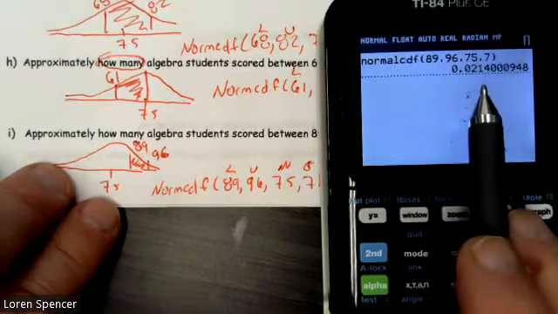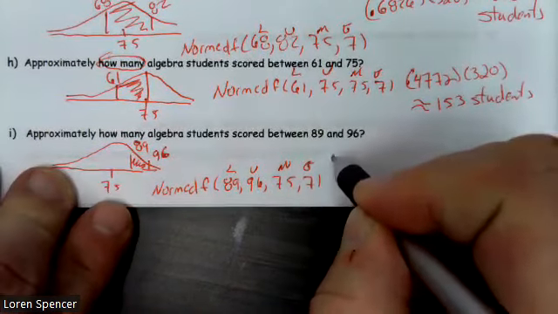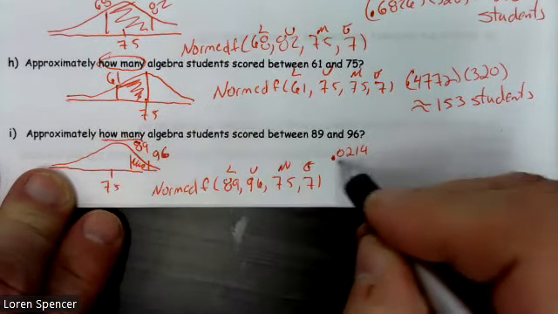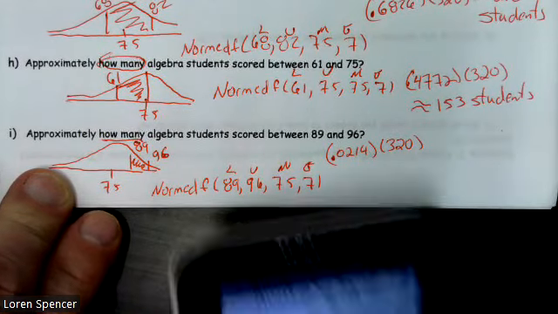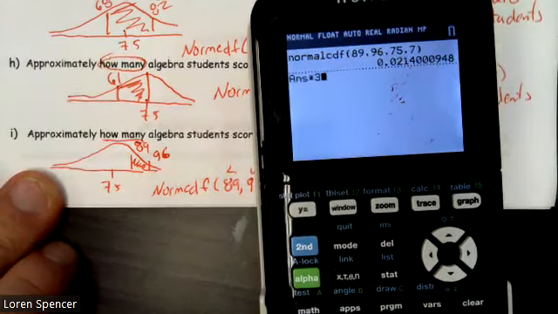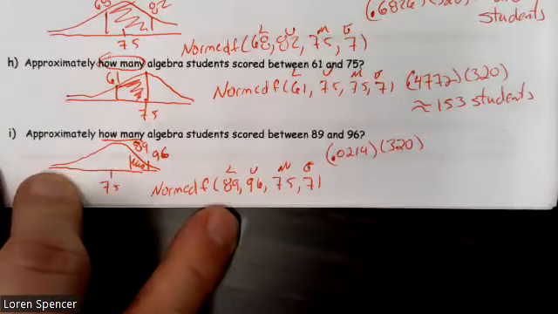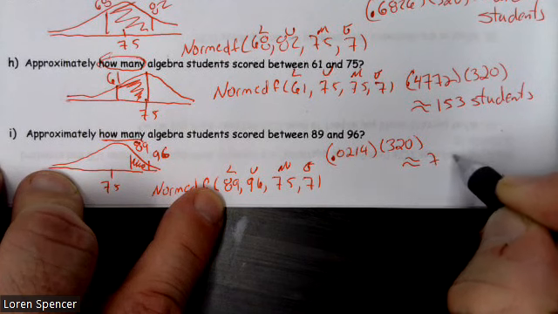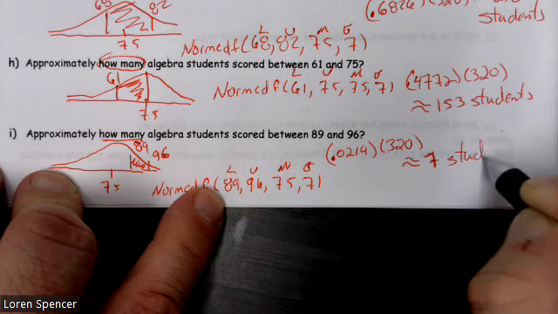And we end up getting a probability of 0.0214. But it didn't ask for the probability. It said how many, which means I have to multiply by 320. So I'm going to multiply by 320. When I do that, I end up with 6.8. So about 7 students. So approximately 7 students.